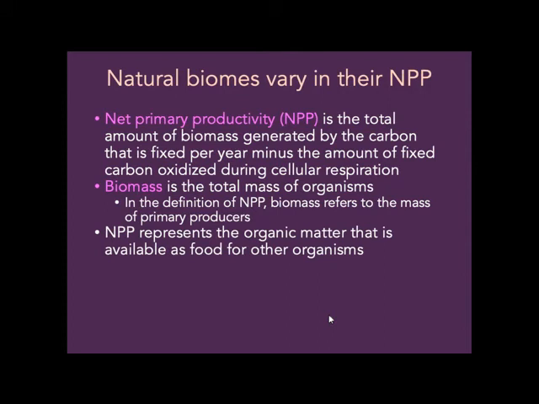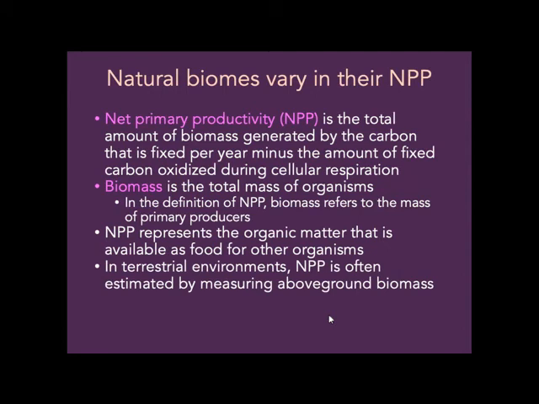And the reason we care about NPP is it represents the organic matter that's available as food to other organisms. Okay, so it's what the carbon gets used for after it is used by the plants for cellular respiration to be able to make more plant, okay? And so if you're in a terrestrial environment, often we will just estimate NPP by measuring above ground biomass rather than dealing with the roots, because the roots are often inaccessible to most other animals.